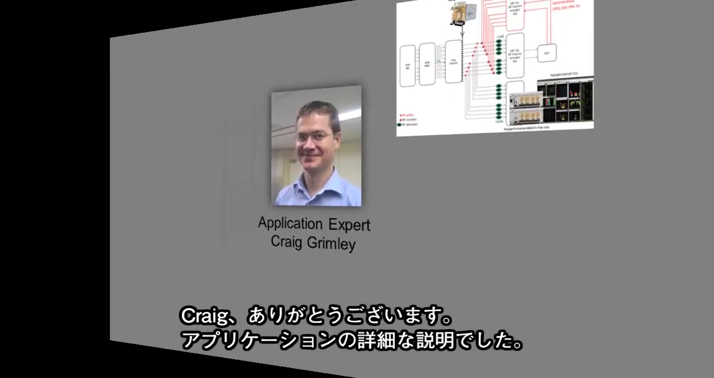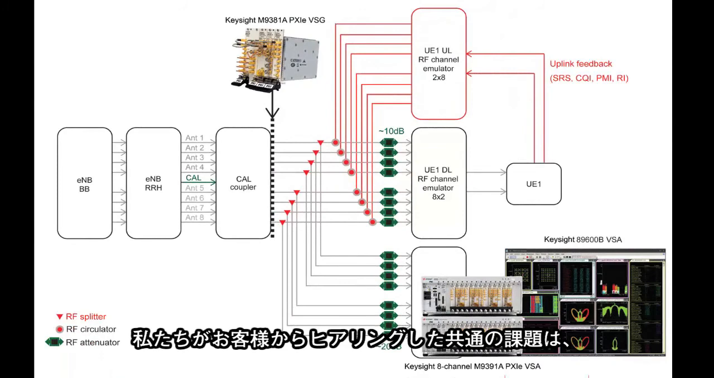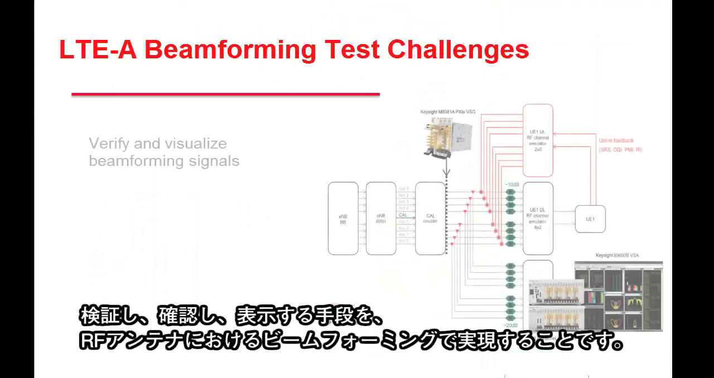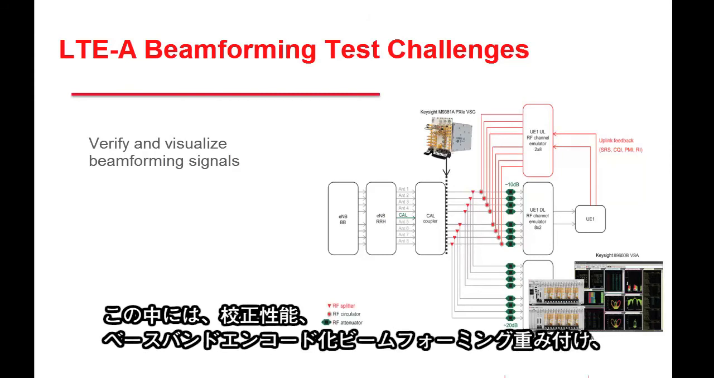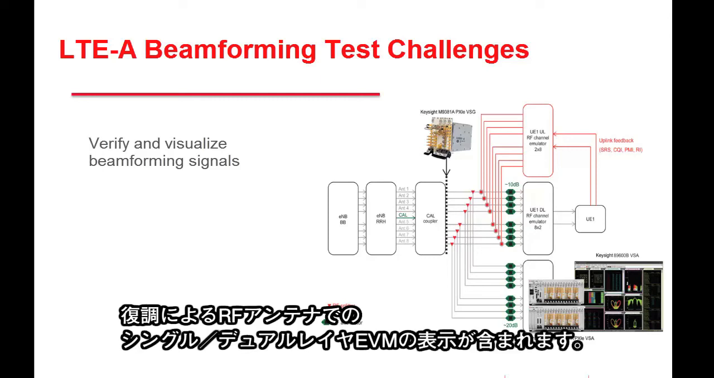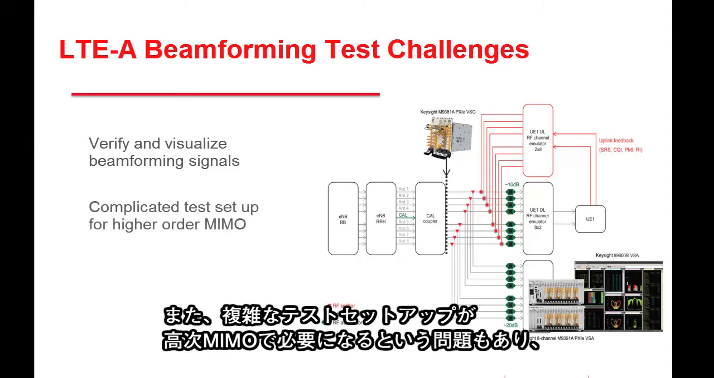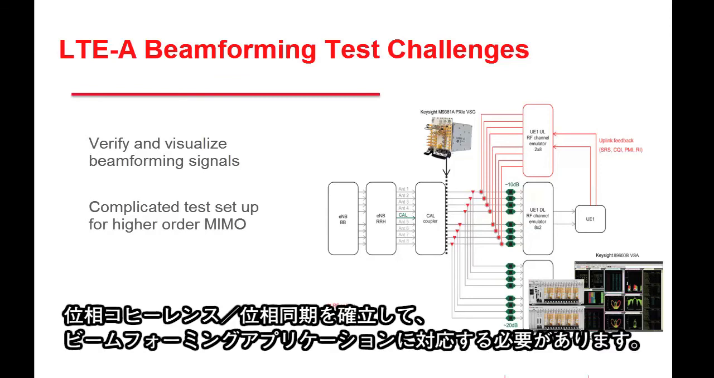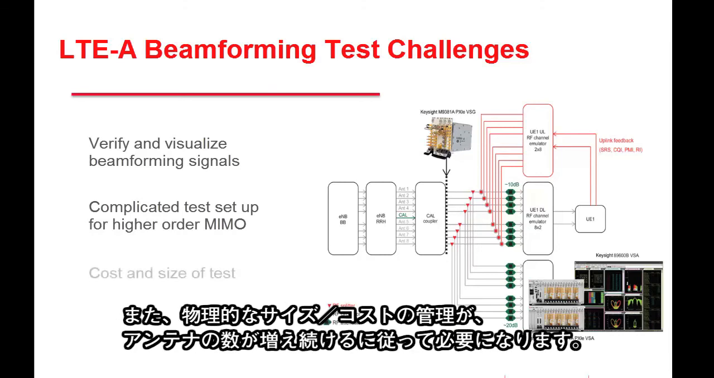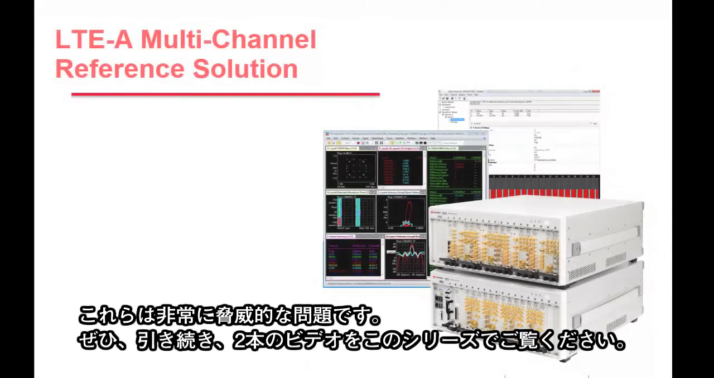Thanks, Craig, for the detailed explanation on the application. Common problems we hear from customers are the inability to verify and visualize the beamforming signals at the RF antenna. This includes the calibration performance, the baseband encoding beamforming weightings, and the demodulation of single and dual layer EVM at the RF antenna. The complicated test setup for higher order MIMO, like 4x4 or 8x8 configurations that include hardware connections for phase coherent synchronization for beamforming applications, and managing the physical size and cost as the number of antennas continue to grow. These are very daunting challenges.